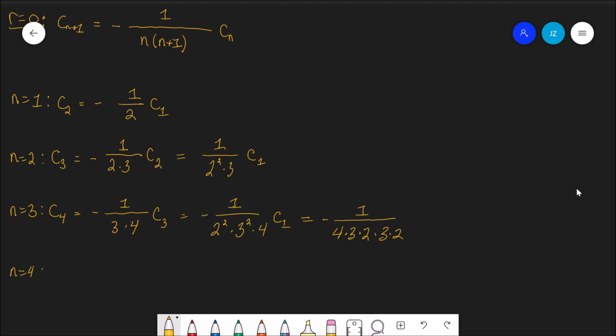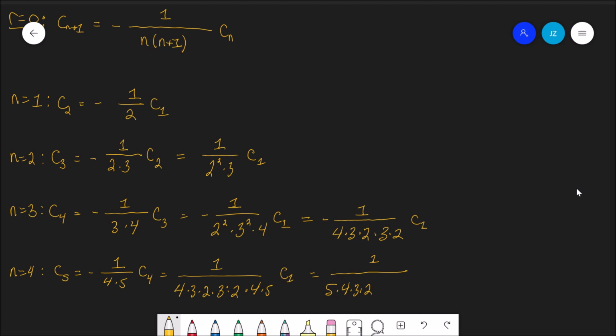N equals 4 will give us c5 equals negative 1 over 4 times 5, c sub 4. So we're going to get 1 over 4 times 3 times 2 times 3 times 2 times 4 times 5, c1, which we will write as 1 over 5 times 4 times 3 times 2 times 4 times 3 times 2, c sub 1, and so on and so forth.